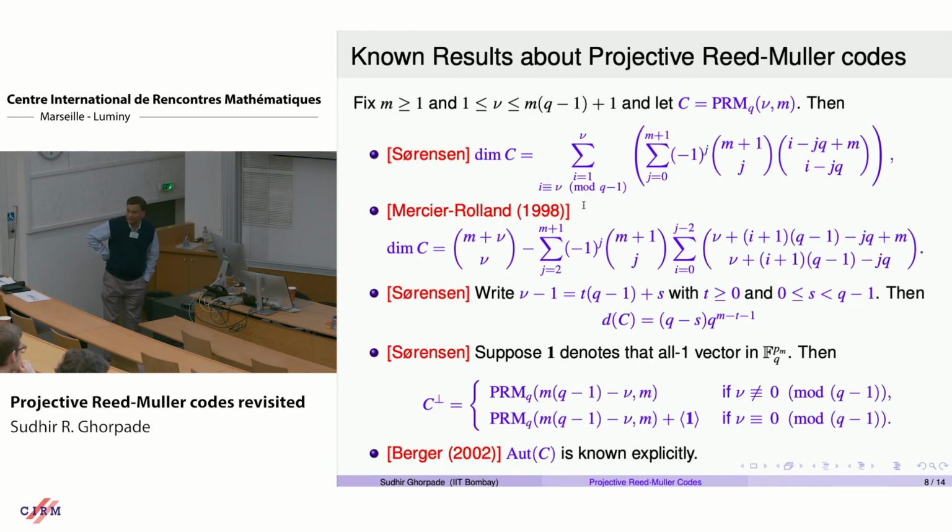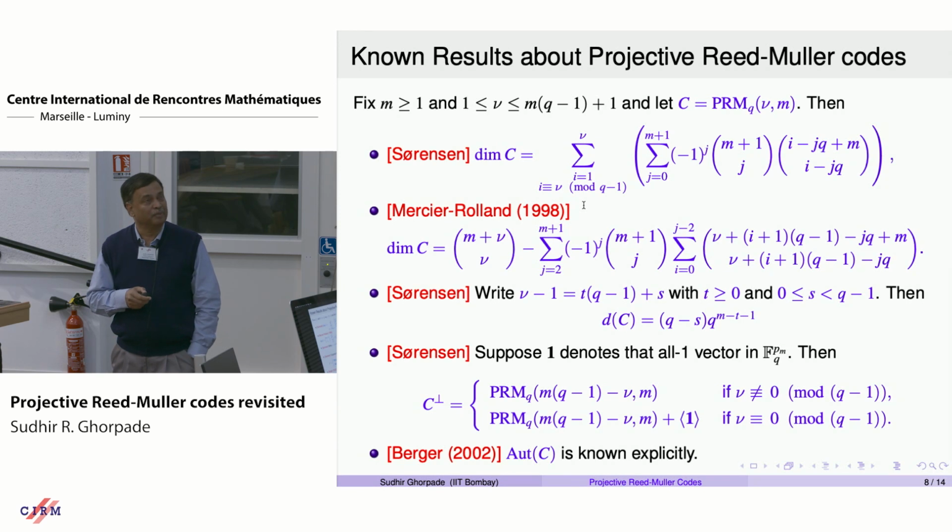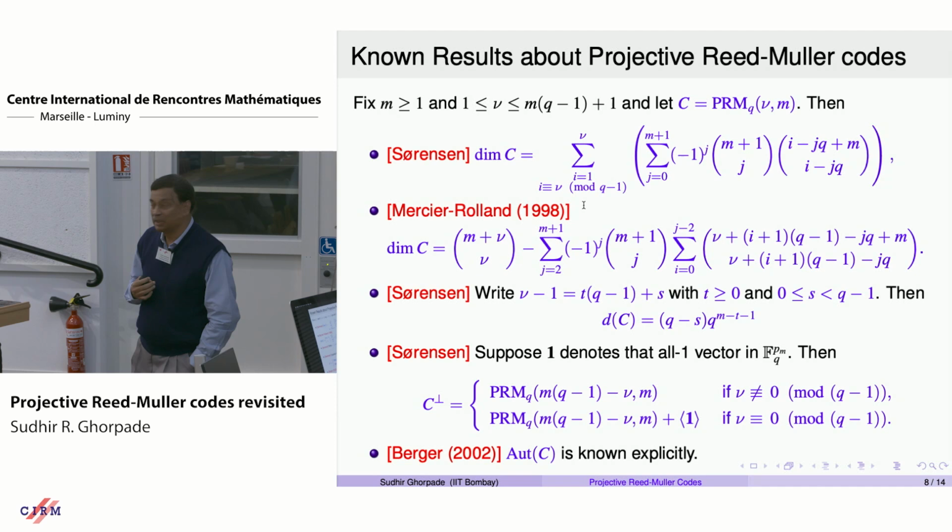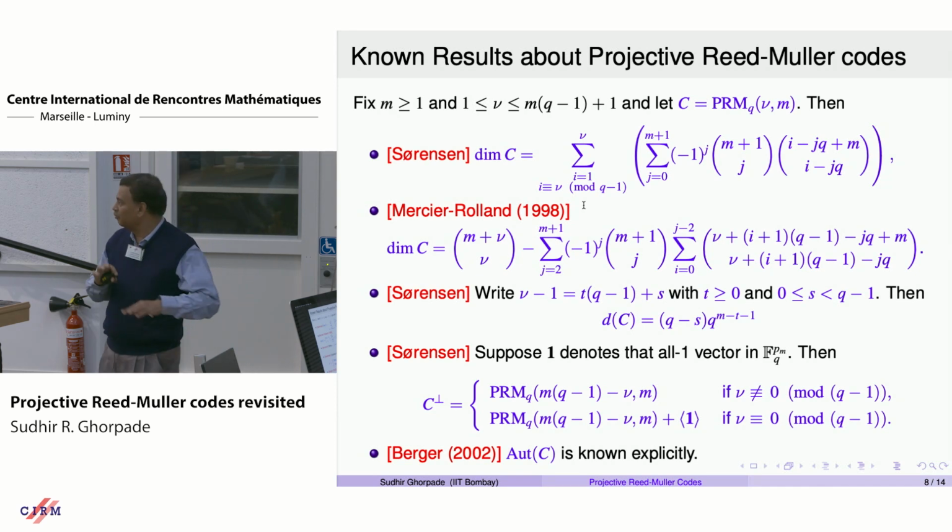Some more properties analogous to the Reed Muller code. What about the general case? The dimension is given by this formula here, which you can find in the paper of Sorensen. There is also an alternative formula, maybe not so easy to find. It follows essentially from the work of Mercier and Rolland, that it's given by this formula. By the way, those of you who like combinatorics can try to prove that the two formulas give you the same thing. This is an exercise which has been done. I'm not going to do it now.